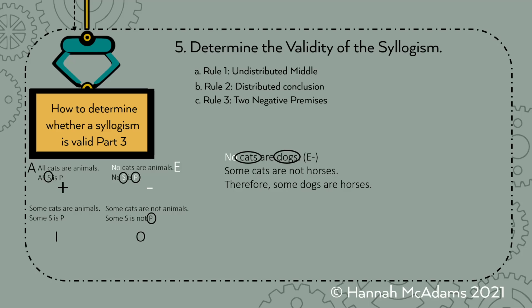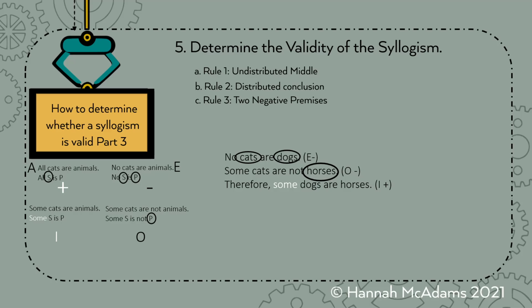I'm going a little faster than I did before. The next one, some cats are not horses, is an O statement. Only the predicate is circled, which is horses. It's also negative because it has the word not in it. And then, therefore, some dogs are horses. I know this sounds ridiculous, but that is an I statement. The reason nothing is circled is because it has the word some, and if you look over on the I, there's nothing there. So it's I and positive, but nothing is distributed.